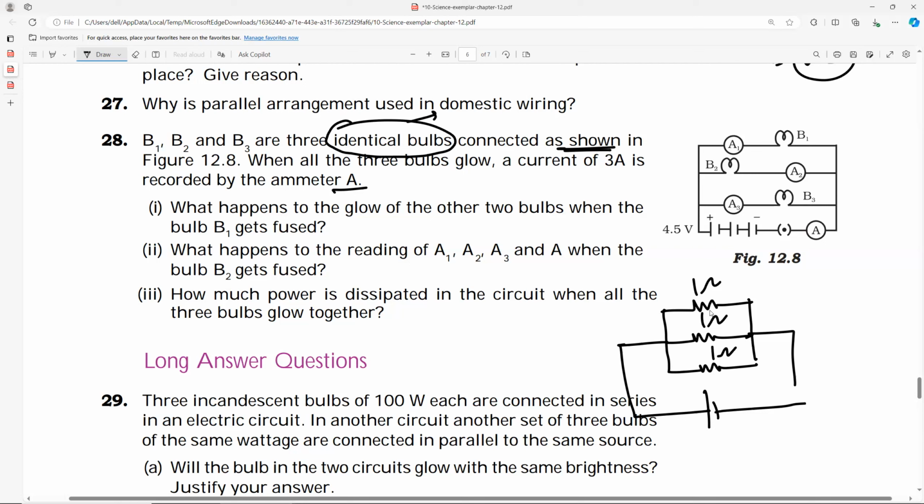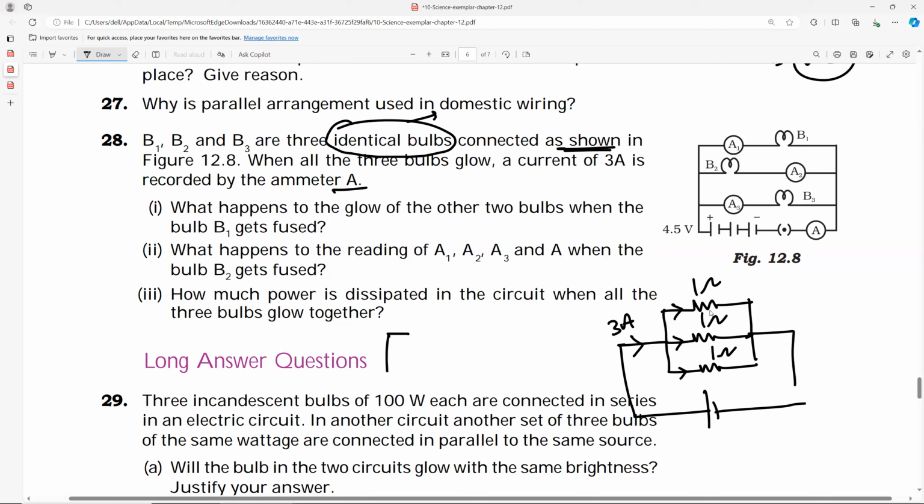The potential difference will remain same. But you know that the current divides. So if it is 3 ampere current, then 1 ampere current will go through it, 1 ampere will go through it, 1 ampere will go through it, because it is identical. Solving problems with identical resistors is very easy.